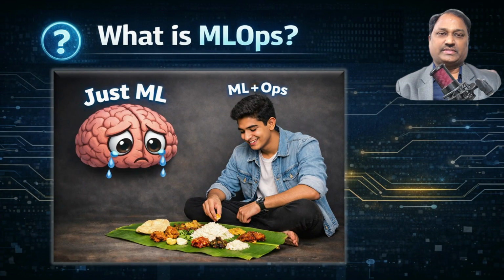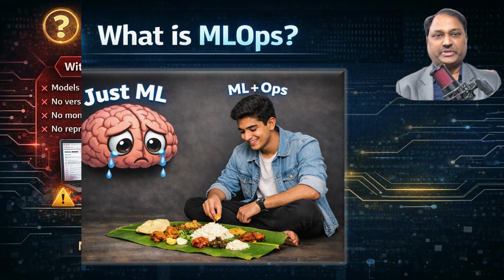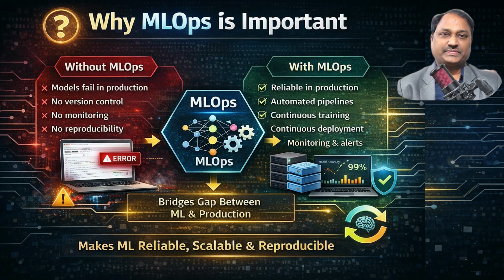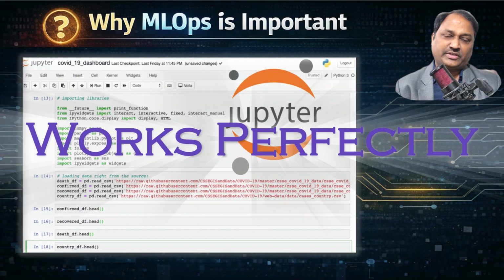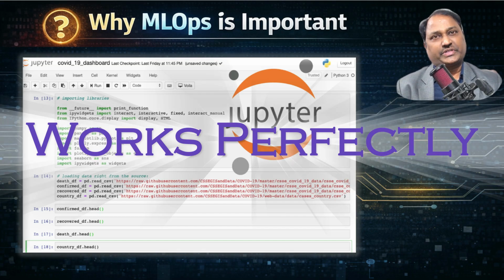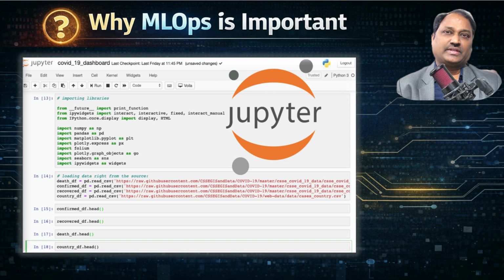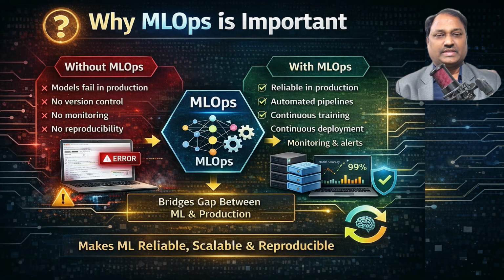Think of it like this: machine learning creates the brain. MLOps builds the entire body around it. Without MLOps, your model is just a notebook experiment. Why is MLOps important? Let us understand the real problem. A data scientist builds a model in a Jupyter notebook. It works perfectly. But when we try to deploy it, it crashes. Data is different. Performance drops. The gap is called the ML production gap.